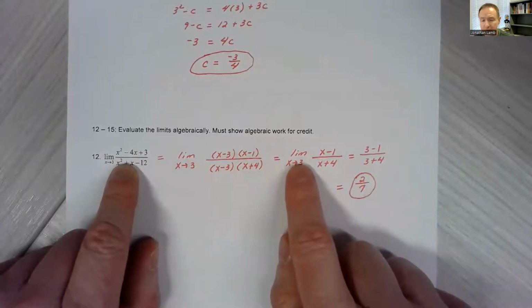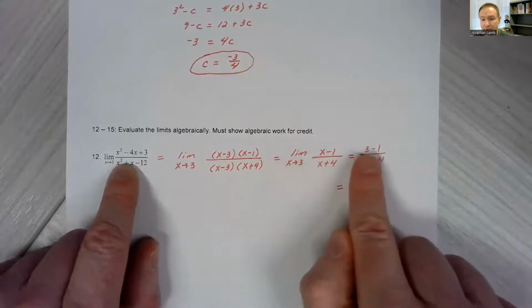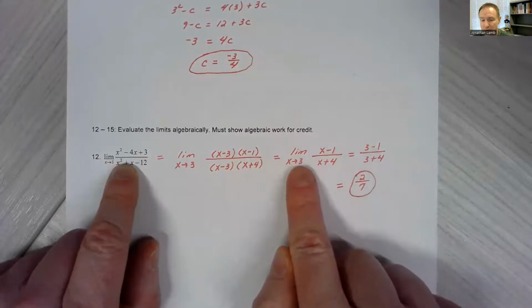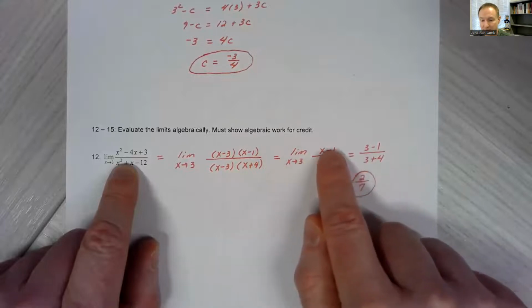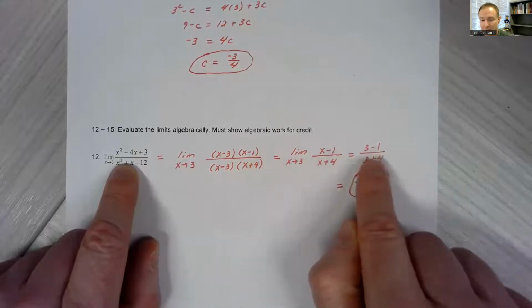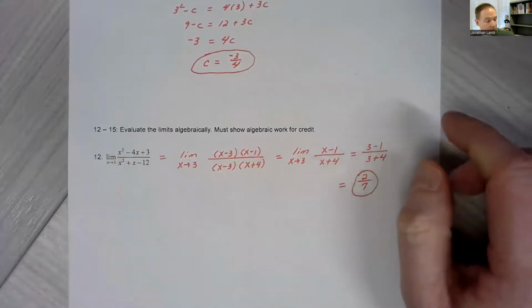You plug in the 3, and please notice that from this step to this step is the first time I've been able to drop the limit as x approaches 3. Here it's still needed, here it's not, because I physically plugged a 3 in for x. I get 3 minus 1 over 3 plus 4. I'll get 2/7 for my final answer.